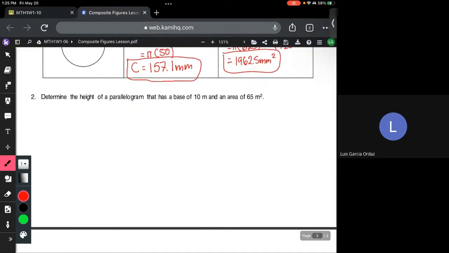Okay, guys, so listen up. So we have a word problem now. It wants us to determine the height of a parallelogram that has a base of 10 and an area of 65 meters squared. So what is a parallelogram? Like the sideways one? So all the sides are parallel. Yeah, that one. So my sides have to be parallel to one another as best as possible.